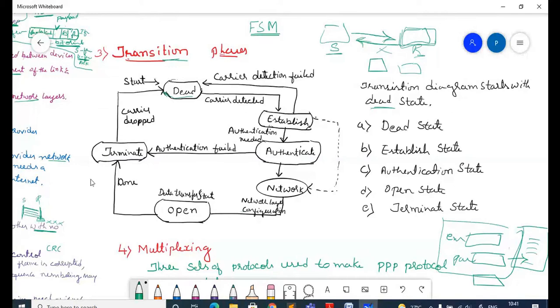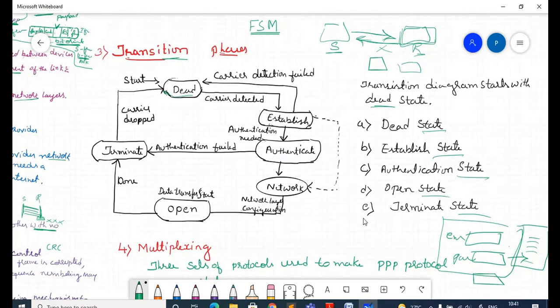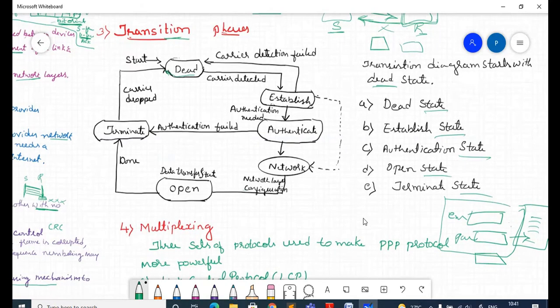So this is the transition diagram, where you can see the different states through which the system goes for exchange of data. In the exam, if they ask, draw this neat diagram and explain all the states, what exactly is going to happen in each of these states. So very important, just note down, very important.